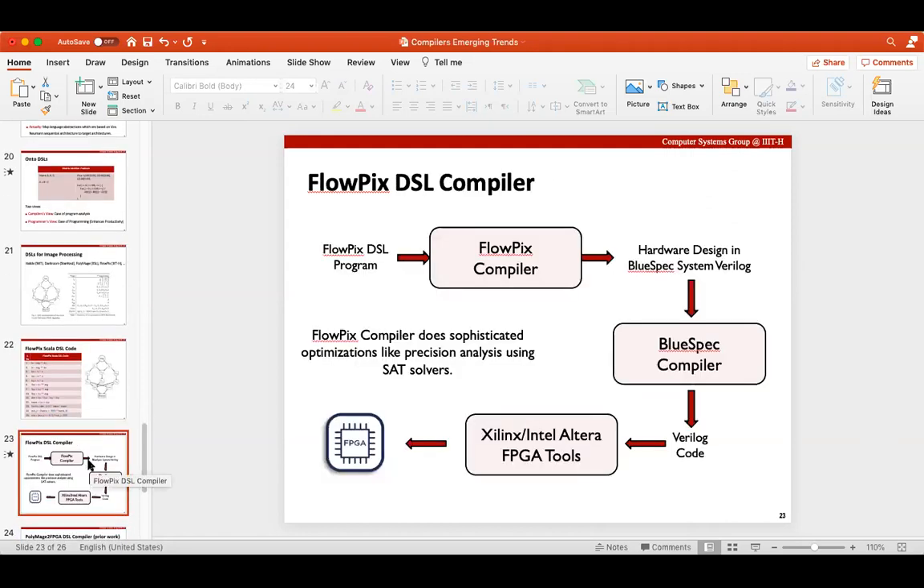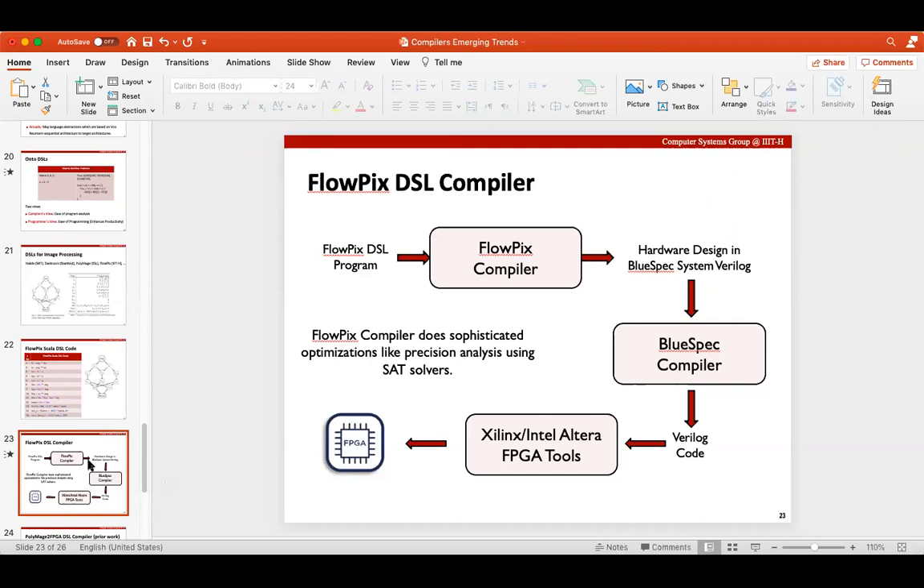So the Flowpix DSL compiler right now targets an FPGA. It takes a DSL program and generates a target architecture which can run on an FPGA. Flowpix is kind of equivalent to Halide, but ours is a Scala-based DSL, while Halide is a C++-based DSL.